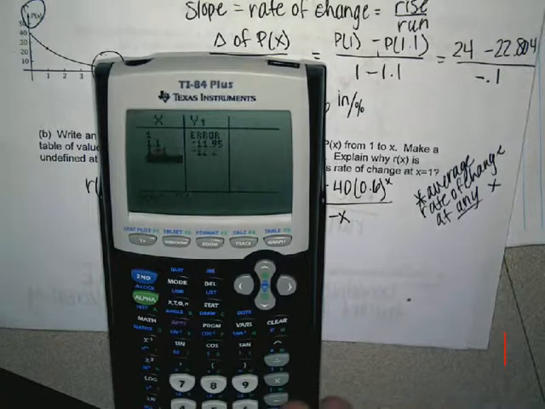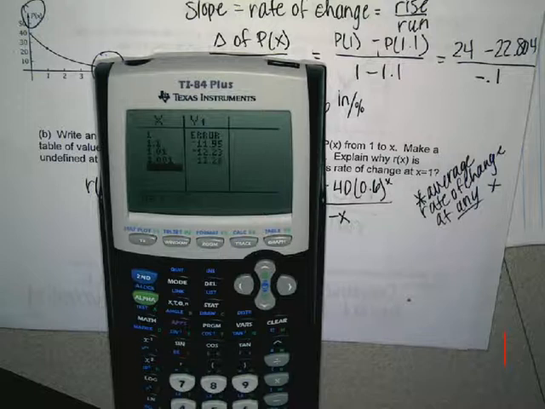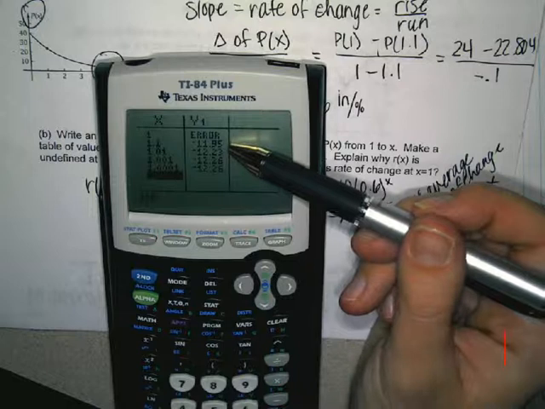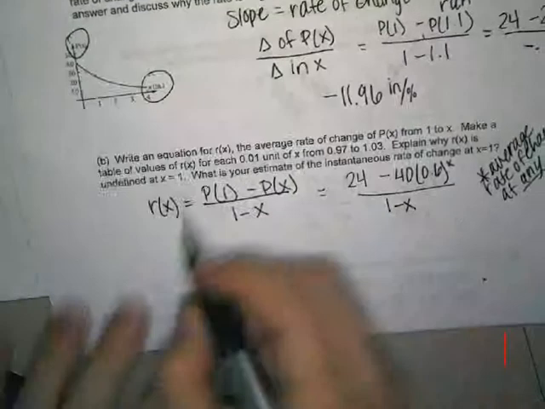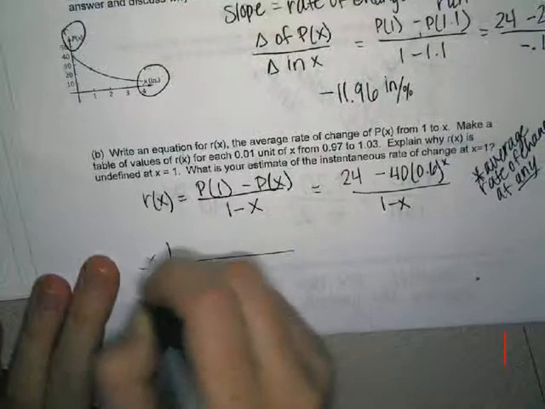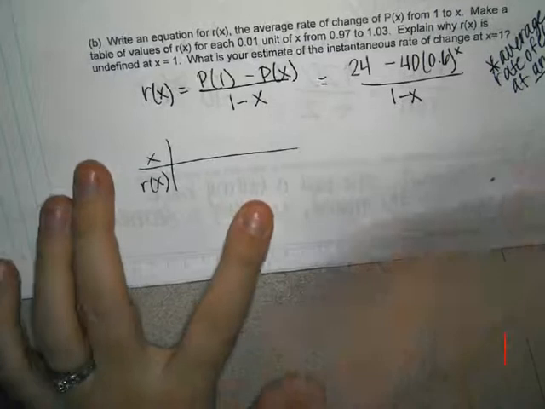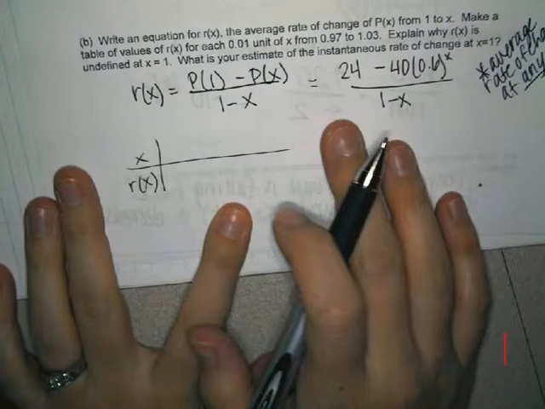What is the estimate then for our instantaneous rate of change at 1? Negative 12.26. Looks like it's bottoming out here, so I think it's a good estimate. Our estimate of the derivative, remember, because derivative is instantaneous rate of change, is negative 12.26 inches per chance. So that's your estimate of your derivative in this case.